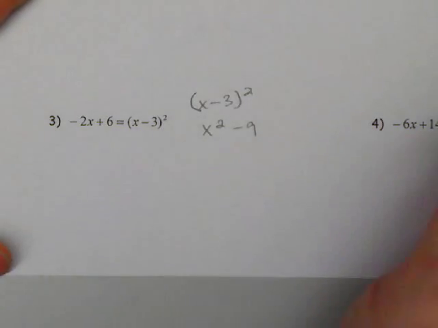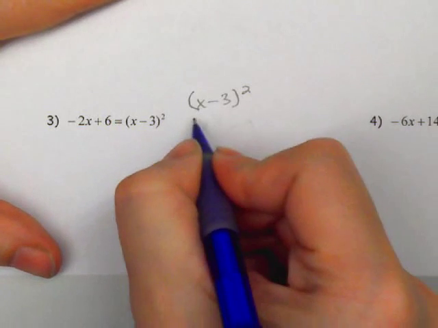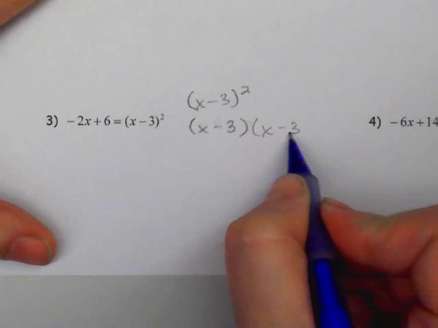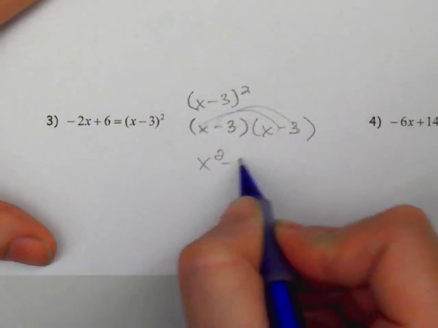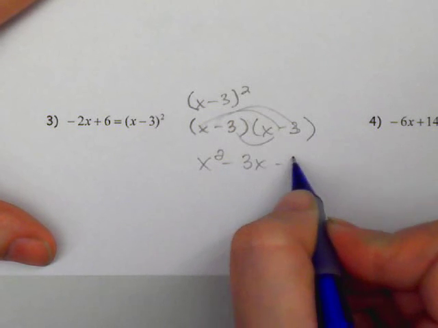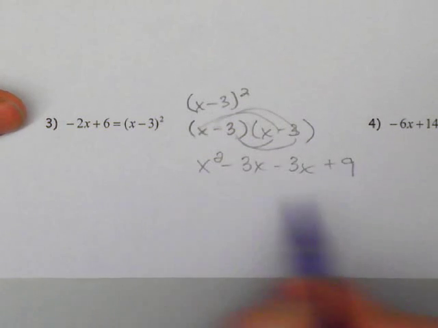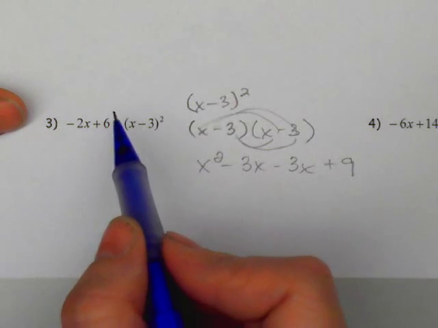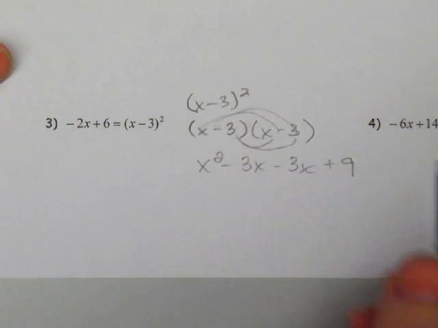Because you have to have a middle term. When you multiply this out, this is x minus 3 times x minus 3, which is x squared minus 3x minus 3x plus 9. So this we're going to rewrite because we have to get that out. If we tried to square root to undo that square, then we'd have the negative 2x plus 6 stuck under the square root sign, and that doesn't help us simplify this at all.